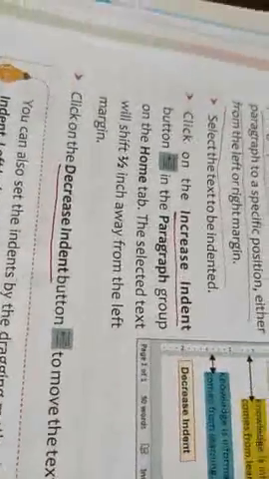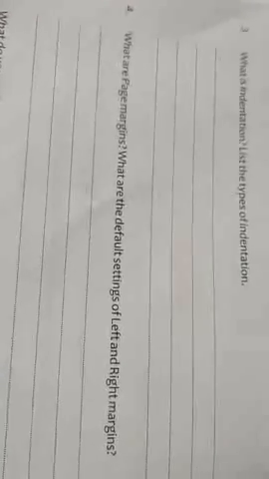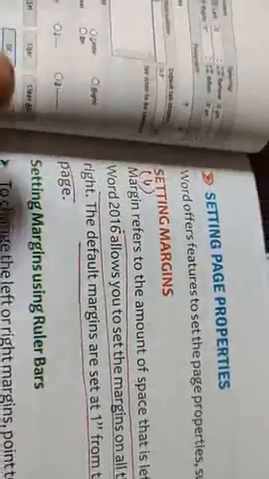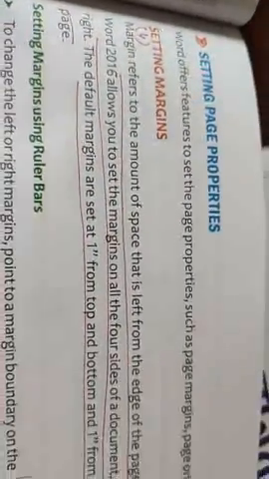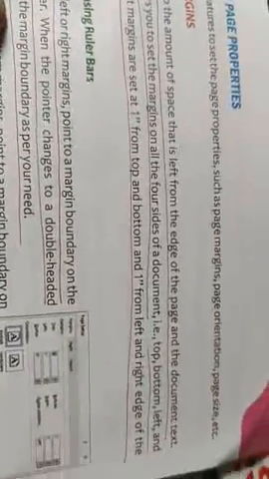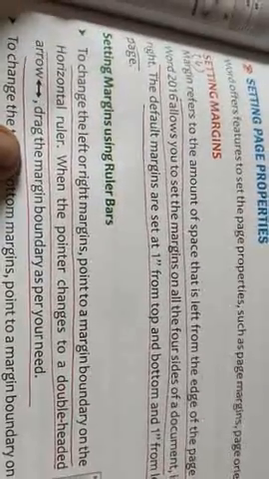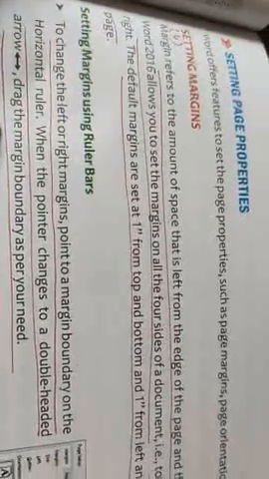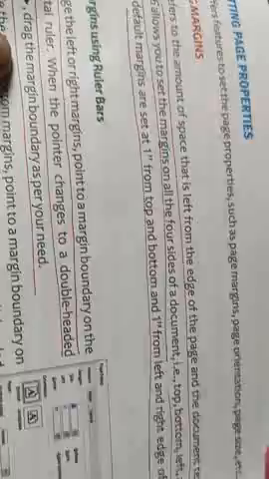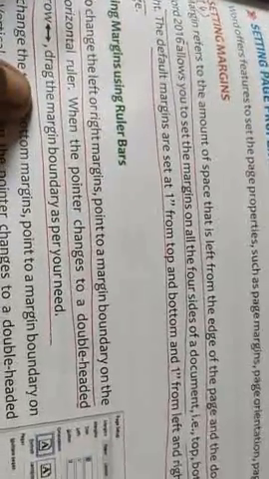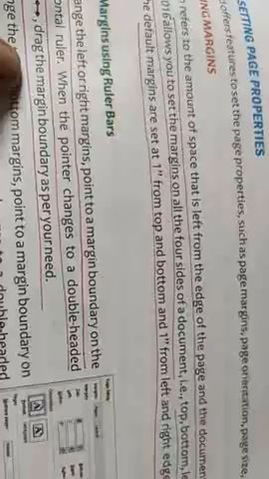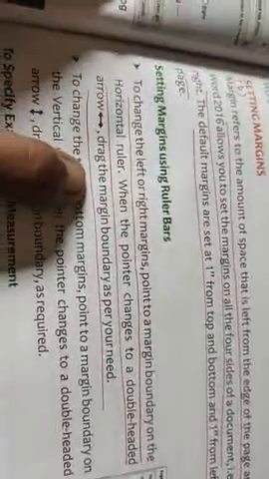Now question number 4. What is the page margin and what are the default settings of the left and right margin? Margin refers to the amount of space that is left between the edge of the page and the document text. Word 2016 allows you to set the margins on the four sides of a document, that is the top, bottom, left and right. The default margins are set at 1 inch from the top and bottom and 1 inch from the left and right edge of the page. So this is the answer to question number 4.